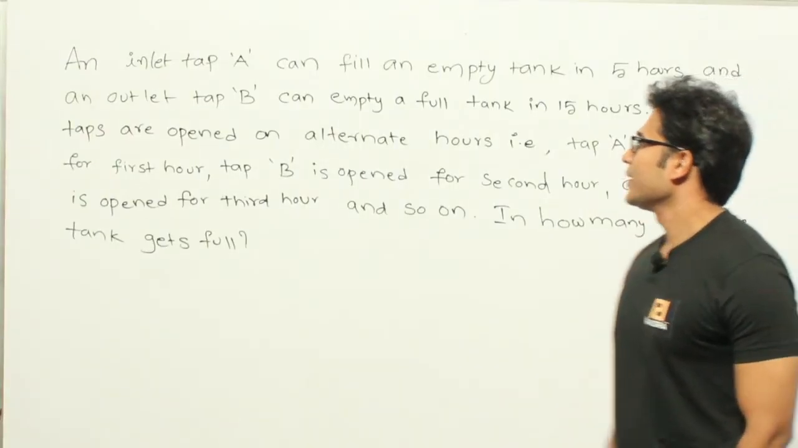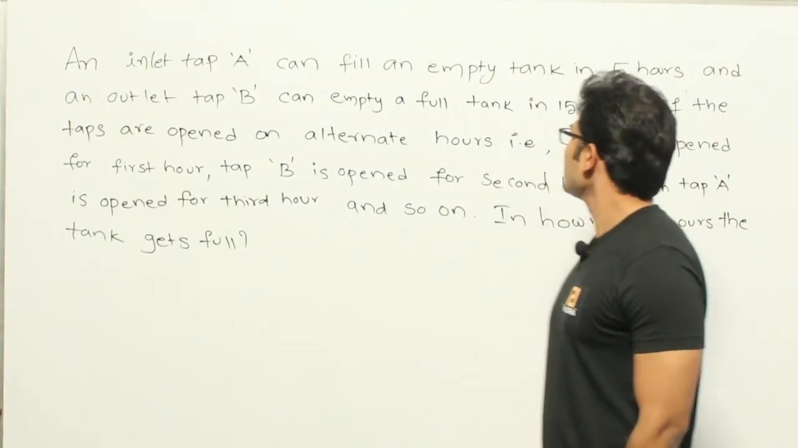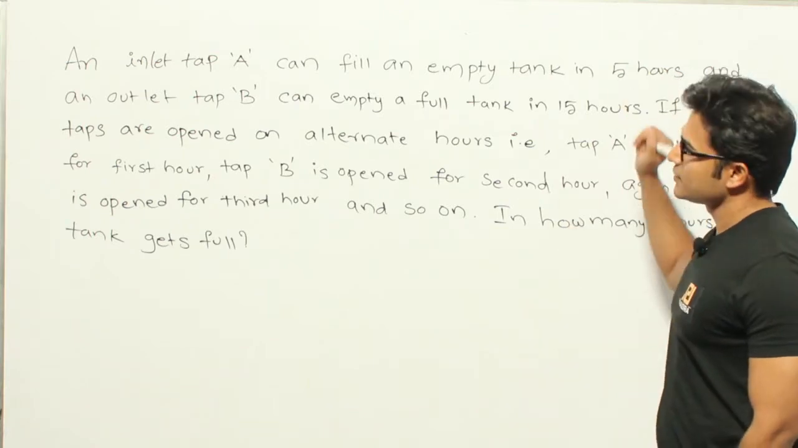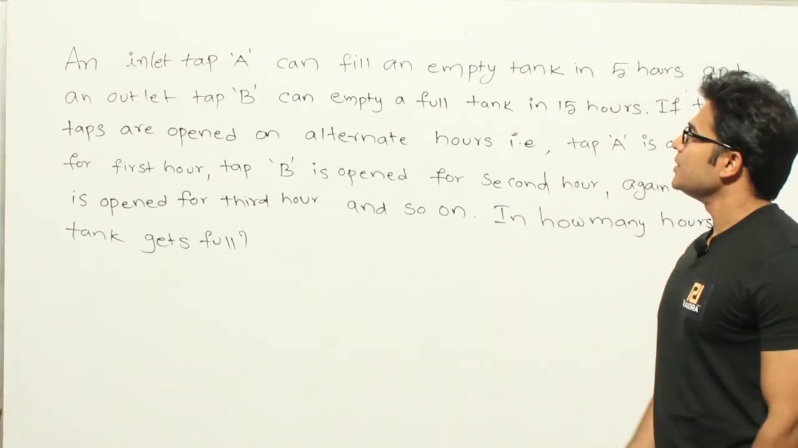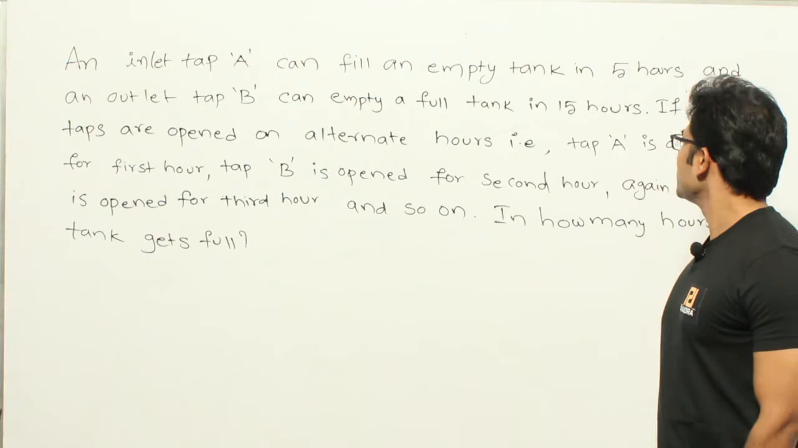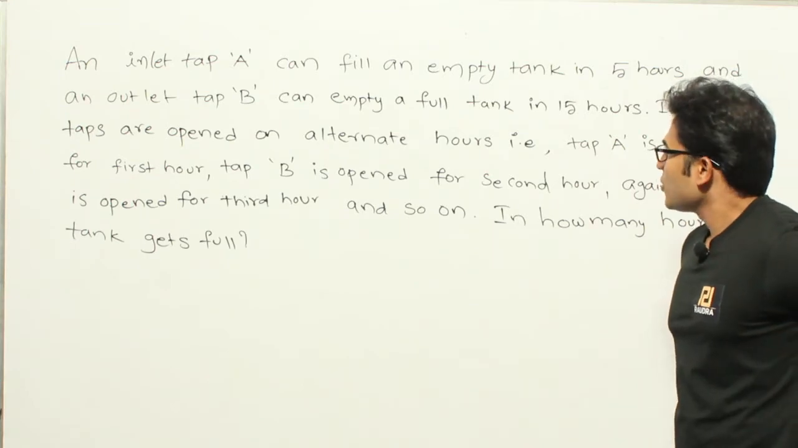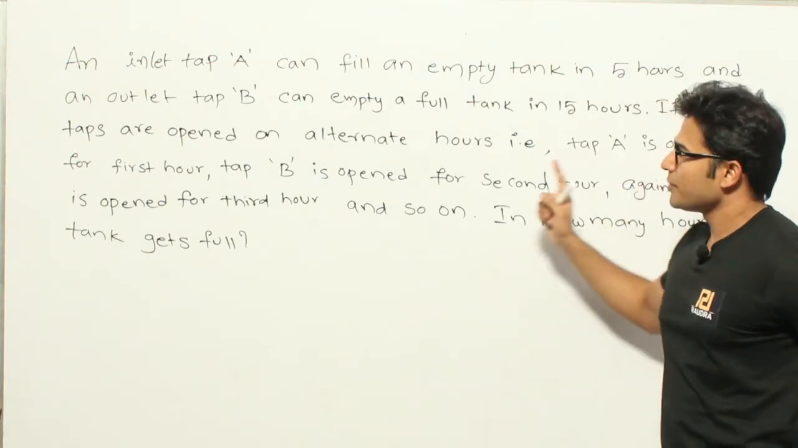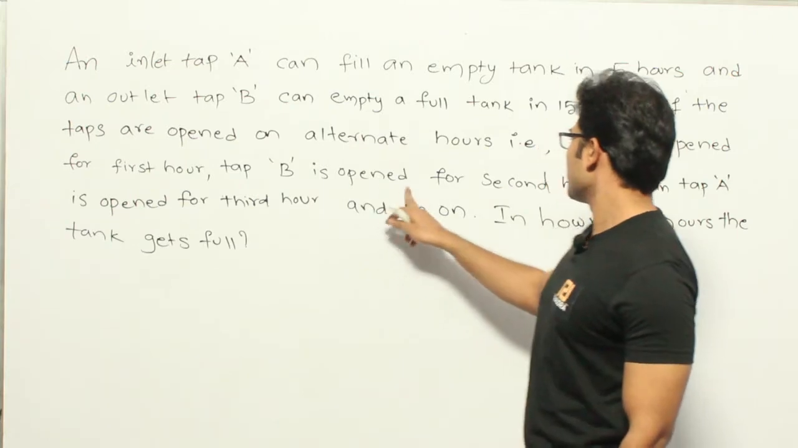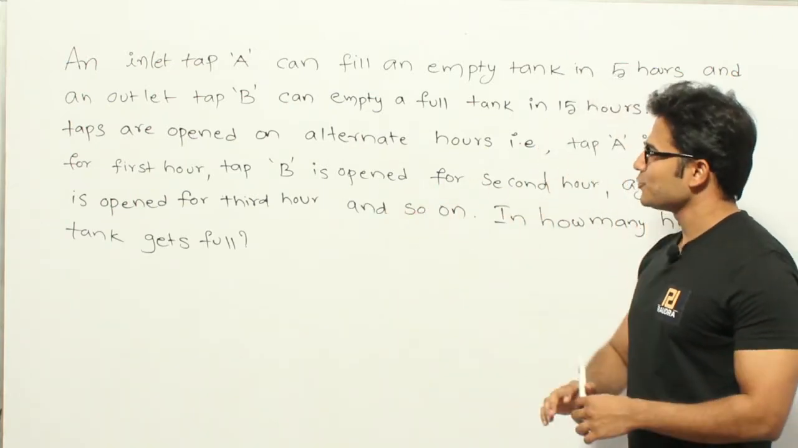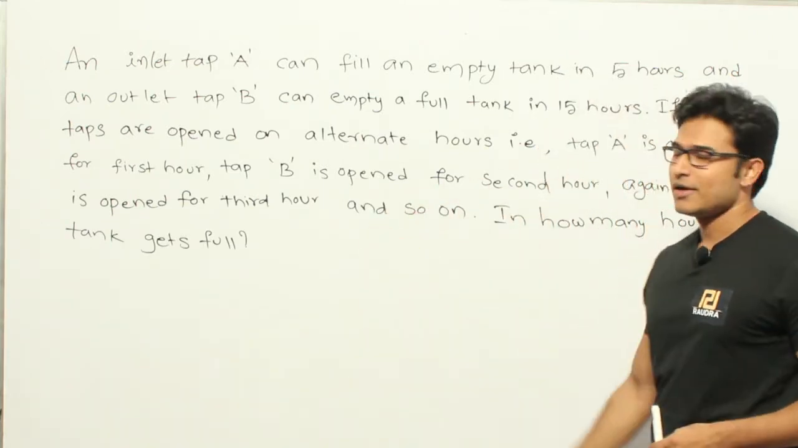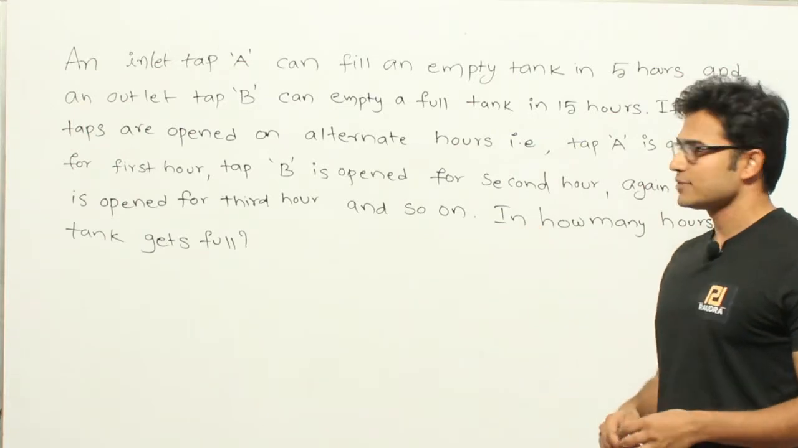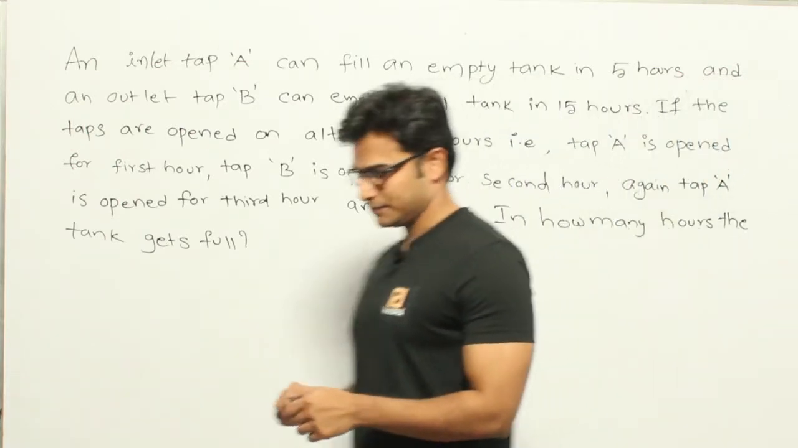Let's solve this question. An inlet tap A can fill an empty tank in 5 hours and an outlet tap B can empty a full tank in 15 hours. If the taps are opened on alternate hours, that is, tap A is opened in the first hour and tap B is opened for the second hour, again tap A is opened for the third hour, and so on, in how many hours does the tank get full?